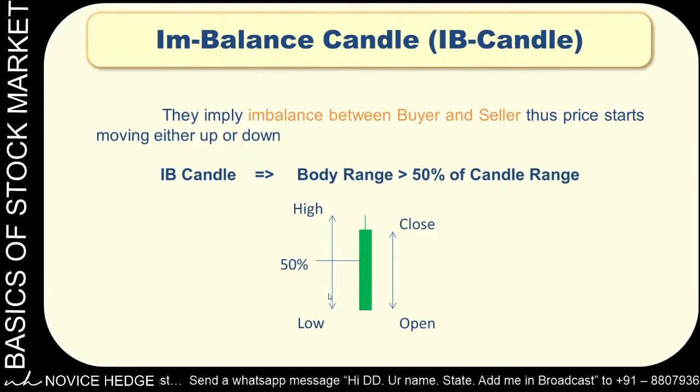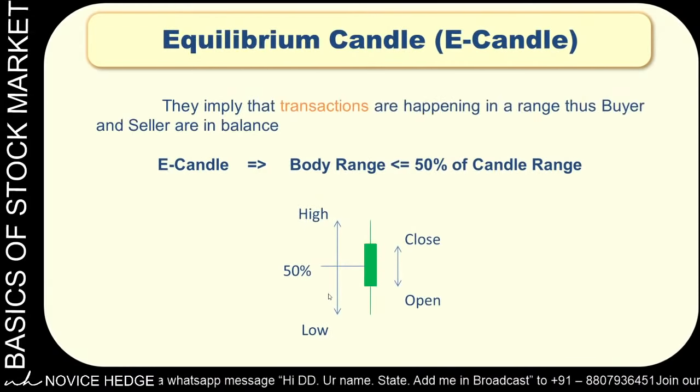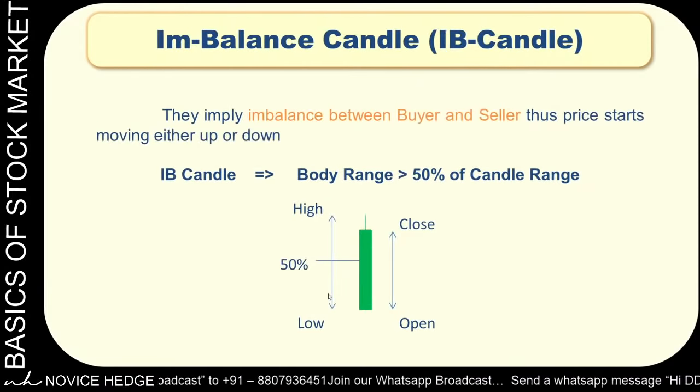Let me explain one important thing once again. The equilibrium candle is just a transaction candle where the buyers and sellers are equal, whereas in the imbalance candle there is an imbalance between the buyers and sellers, thus the price moves either way. We can see either an up move or a down move.